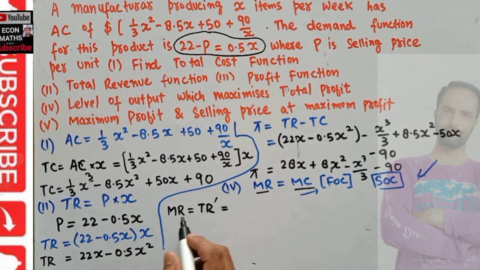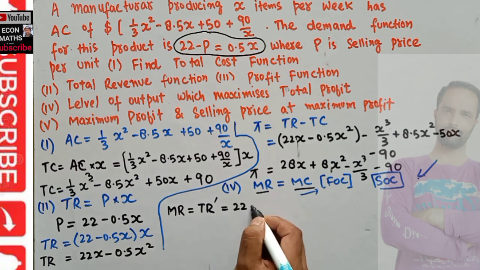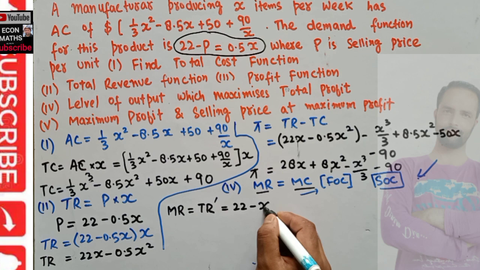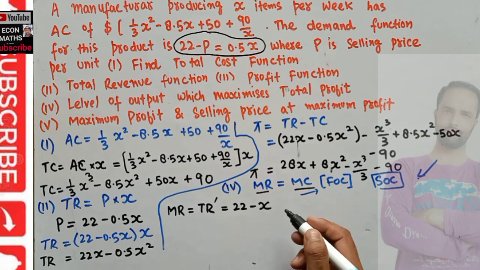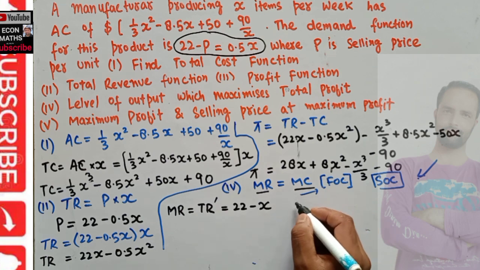So what will be our marginal revenue then? Marginal revenue, okay, this is our total revenue. So derivative of X is 1. So we are left with 22 minus derivative of x square is 2x, so 2 into 0.5 will become 1, so we will be left with only x. Okay, and what will be our marginal cost?